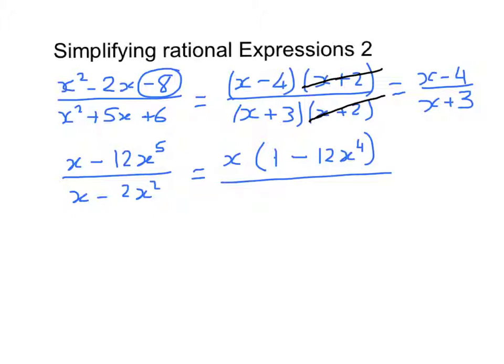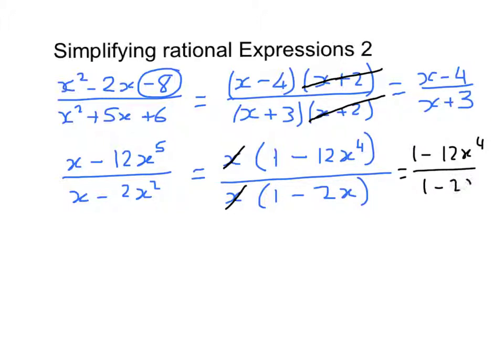On the bottom I'll take x out and I'm left with 1, x times 1 is x, and 2x on the bottom. I can cancel those x's, which leaves me just with 1 minus 12x to the power of 4 on the top, 1 minus 2x on the bottom.